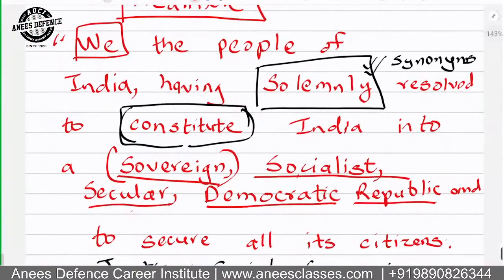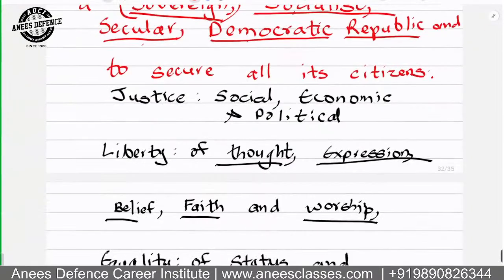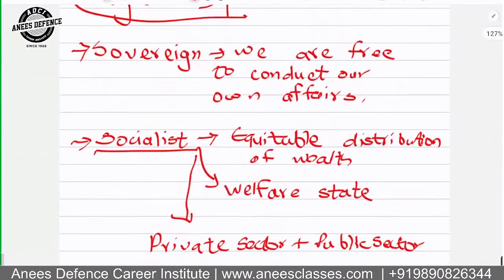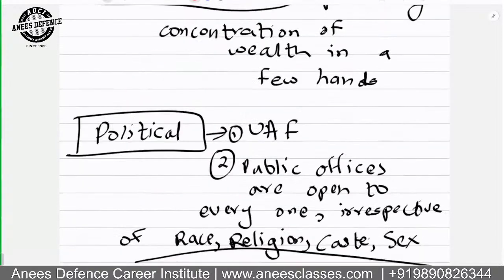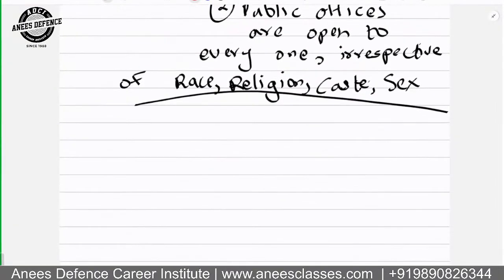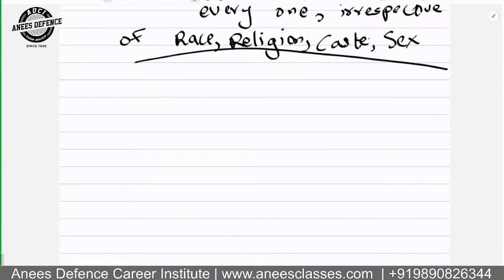Then we have seen the keywords in the Constitution, and some homework that I had given was the meaning of solemnly. Then keywords: socialist, secular, democratic republic, social justice, social, political, and economic justice. The next thing we are going to see tomorrow is liberty, equality, and fraternity. This we will do very fast. And some facts regarding the amendment of the preamble.